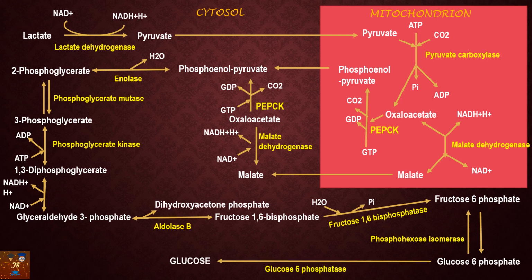Now this fructose 6-phosphate is converted into glucose 6-phosphate with the help of phosphohexose isomerase. This glucose 6-phosphate is ultimately converted into glucose, which is the main or the ultimate product of gluconeogenesis. The enzyme which helps in this conversion is glucose 6-phosphatase. Water enters, inorganic phosphate comes out. So this is the sequence of gluconeogenesis.